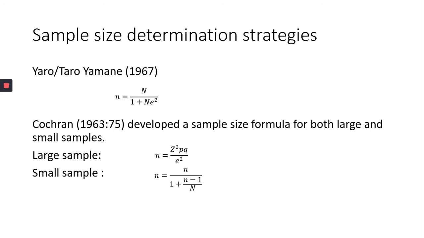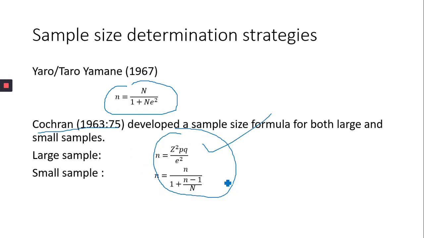Our sample size determination strategies: Yamane or Taro Yamane, 1967. So this is the sample size using Yamane. Cochran 1963 used this one. There are two, for large samples and then for small samples. Try this.